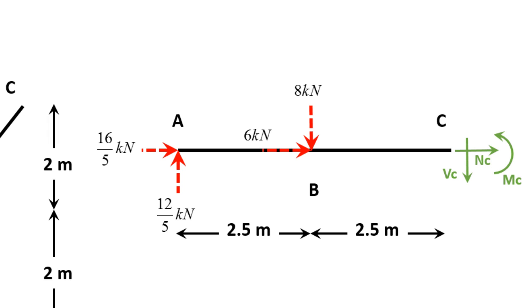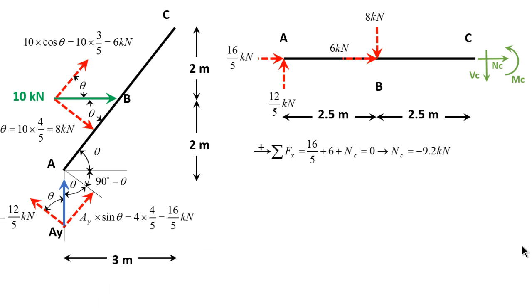Okay, again, equilibrium equations. Summation of the forces in x will give me 16 over 5 plus 6 plus NC equals 0. NC will equal minus 9.2. Summation of the forces in the y direction, I'll set equal to 0. So 12 over 5 minus 8 minus VC equals 0. Then VC is minus 5.6.